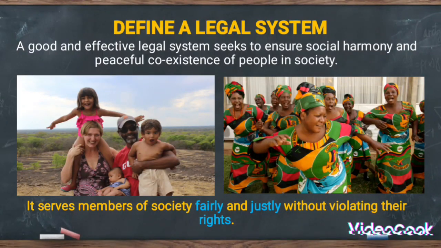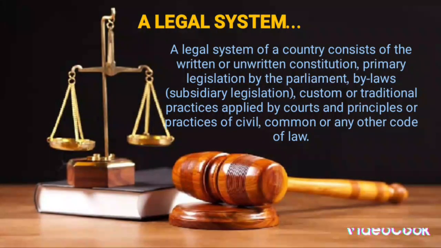A good and effective legal system seeks to ensure social harmony and peaceful coexistence of people in a society. So it serves the members of a society fairly and justly without violating their rights. That's very important. Without a legal system, we cannot have harmony, and we cannot have peaceful coexistence of people in a society. Now, it's important to note that the legal system of a country consists of the written or unwritten constitution, primary legislation by the parliament, bylaws, or what we also refer to as subsidiary legislation, customs or traditional practices applied by courts, and principles or practices of civil, common, or any other code of law.